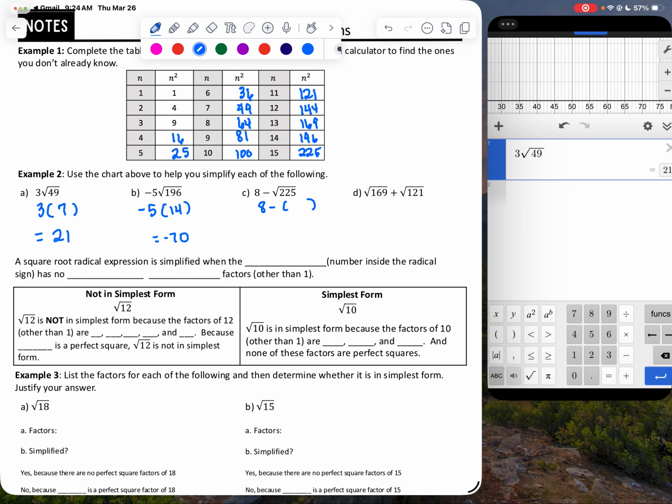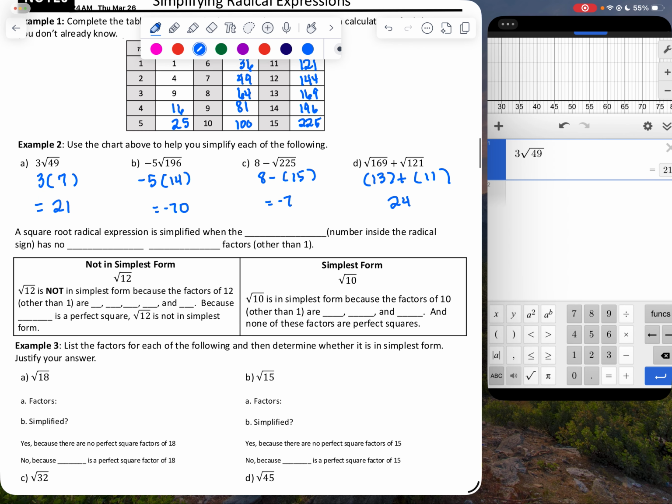So I'll replace that square root 225 with parentheses. Go to your chart and notice square root of 225 is 15. And so 8 minus 15 gives us -7. Our last one, we have 2 square roots to simplify. So square root of 169 is 13. Square root of 121 is 11. And then find the sum of 13 plus 11, which would give us 24.